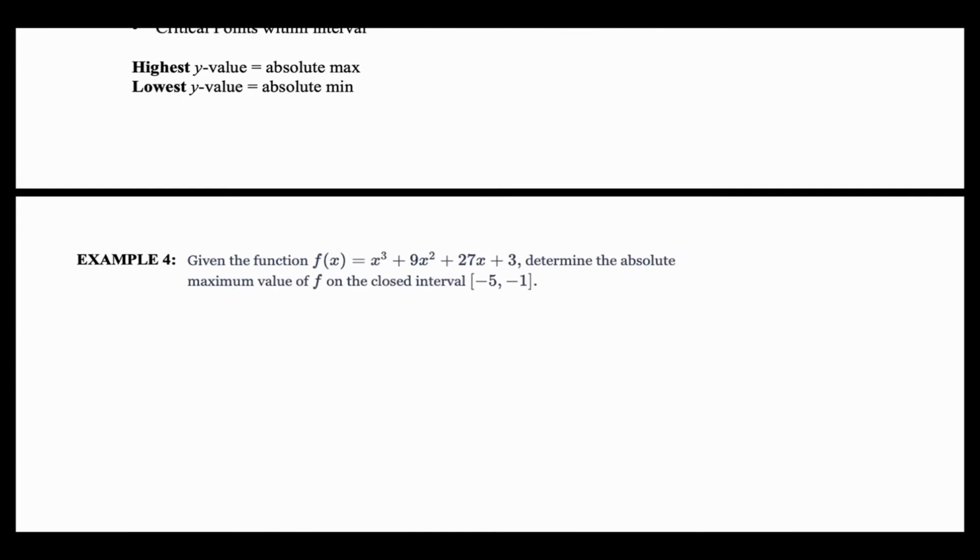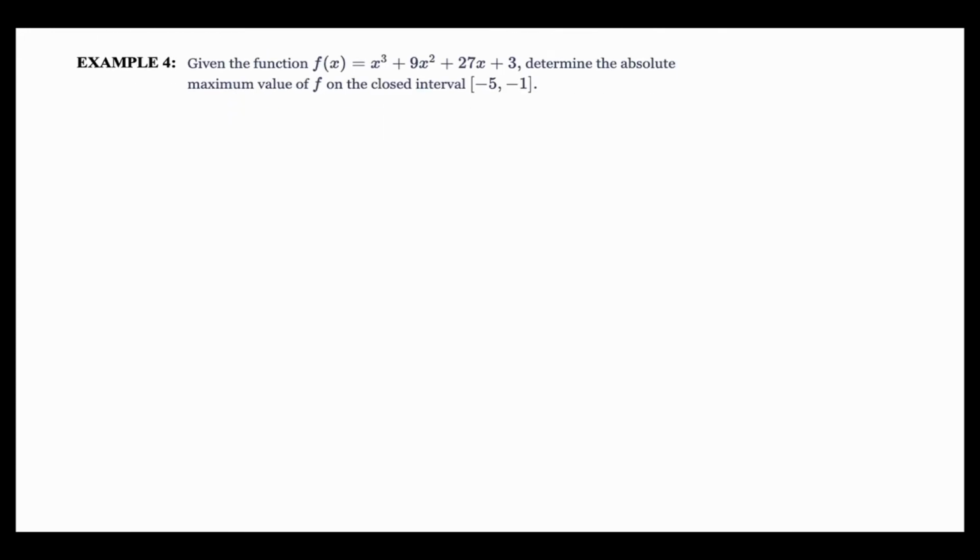All right, so let's look at our first problem. Given f of x, determine the absolute maximum of f on the closed interval -5 to -1. So only from -5 to -1. We don't go past -1. We don't go past -5. Okay, only from there to there. We include -5 and -1 because it's closed, but we don't go past it.